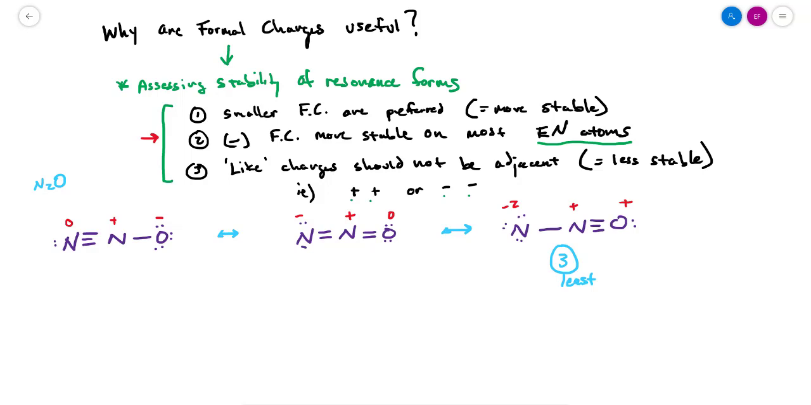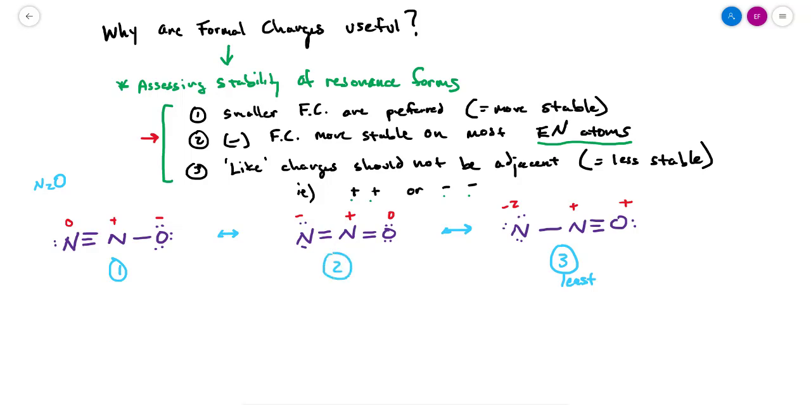Let's evaluate both based on 3 just in case. Like charges should not be adjacent. In either structure, we only have opposite charges adjacent, so both of these are fine according to criterion 3. So it's really criterion 2 that sets these two apart, and it says that this would be the most stable and this would be the second most stable.